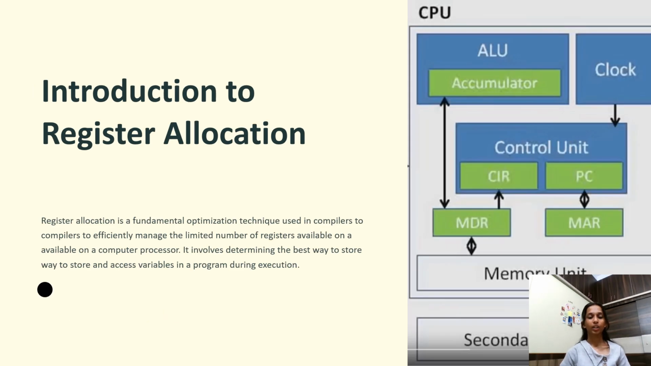Introduction to Register Allocation. Register allocation is a fundamental optimization technique used in compilers to efficiently manage the limited number of registers available on a computer's processor. It involves determining the best way to store and access variables in a program during execution.